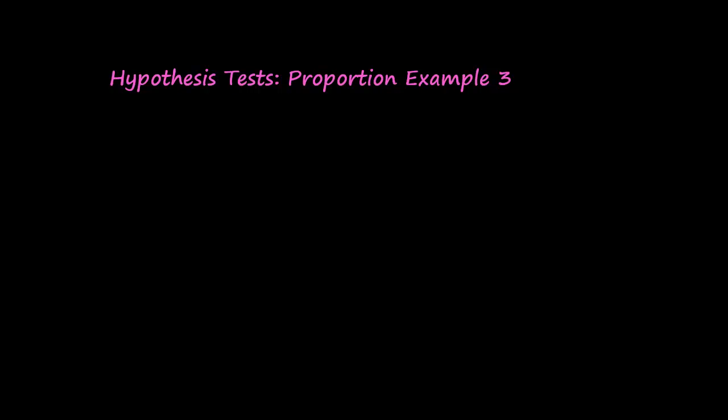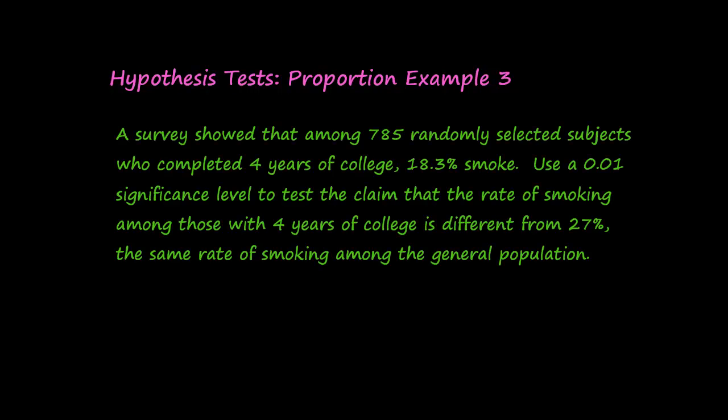In this example, we'll conduct a hypothesis test that's two-tailed. A survey showed that among 785 randomly selected subjects who completed 4 years of college, 18.3% smoke. Use a .01 significance level to test the claim that the rate of smoking among those with 4 years of college is different from 27%, which is the rate of smoking among the general population.